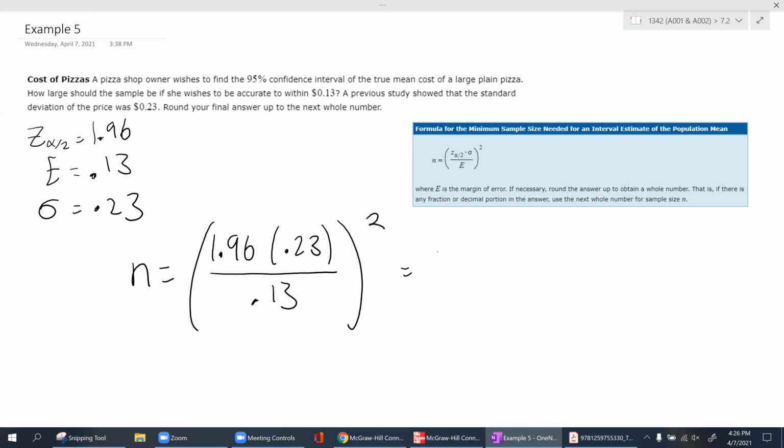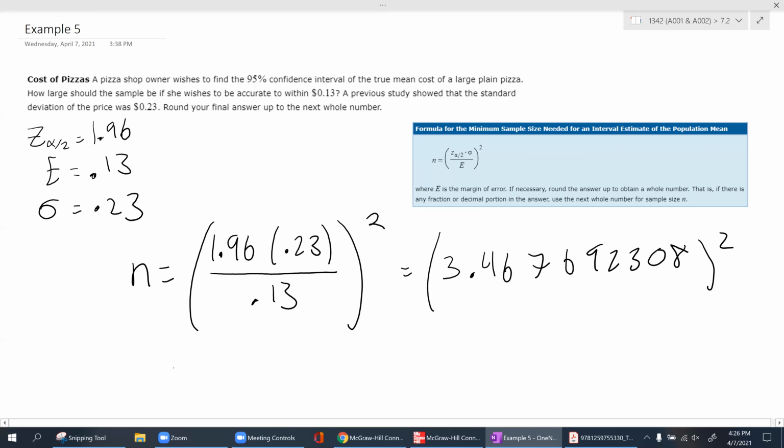1.96 times 0.23 divided by 0.13. This gives me a pretty large number. I'm going to write these all out: 3.467692308 squared. Let's just say 4 decimal places, 12.0249. And so round your final answer to the next whole number.